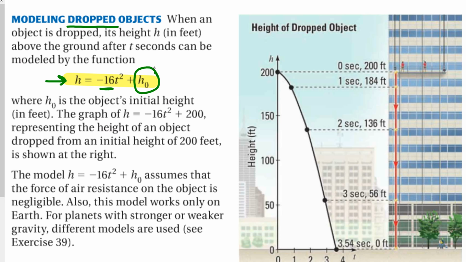representing the height of an object dropped from an initial height of 200 feet is shown at the right. The model assumes that the force of air resistance on the object is negligible. And it only works on Earth because we're using Earth's acceleration due to gravity. If you had a different planet or a different place other than Earth, you would have a stronger or weaker gravity. You would have a different number there.